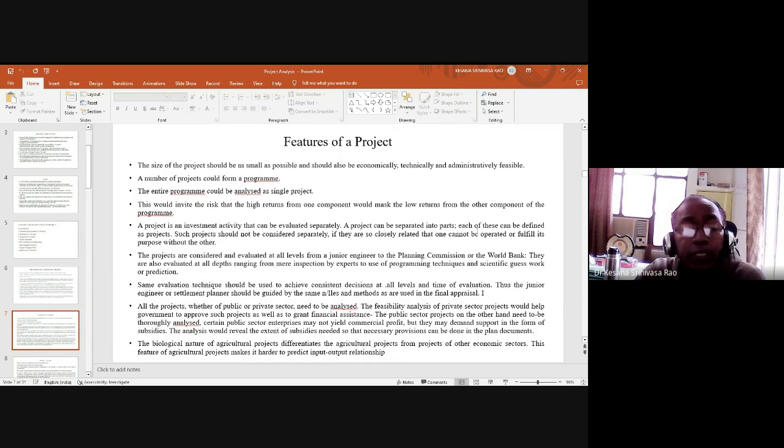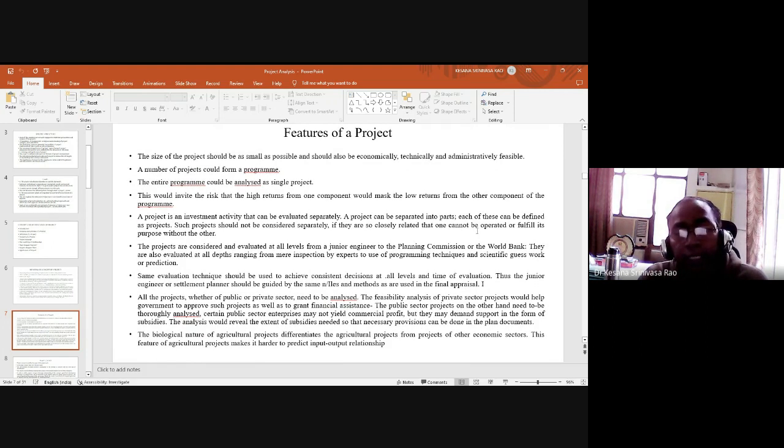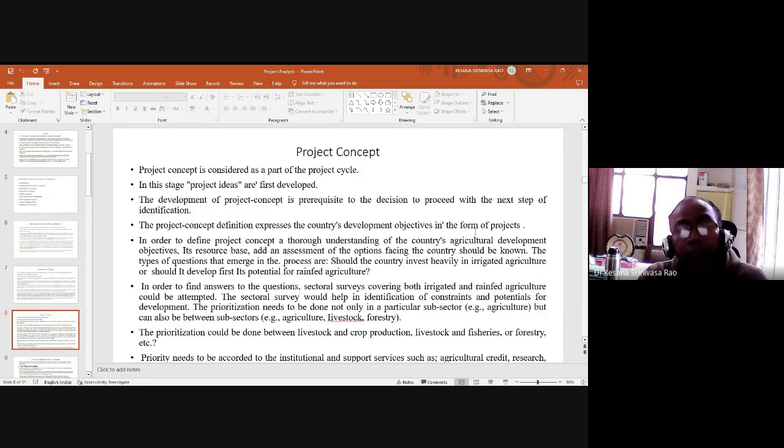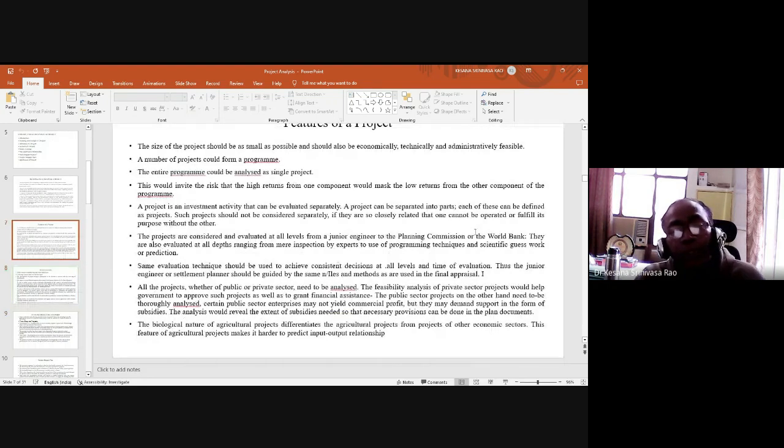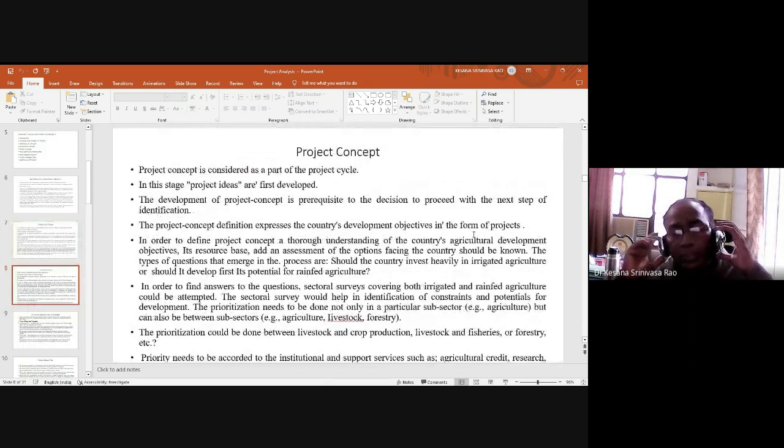This feature of agricultural projects makes it harder to predict the input-output relationship. So this is the most important thing. What type of inputs you are having and what output you are expecting from those inputs, that relationship is very important, and you have to predict it beforehand. These are some of the features of the project. Then the project concept.